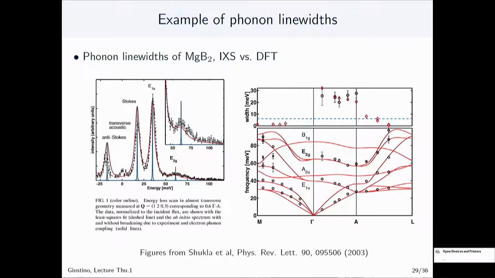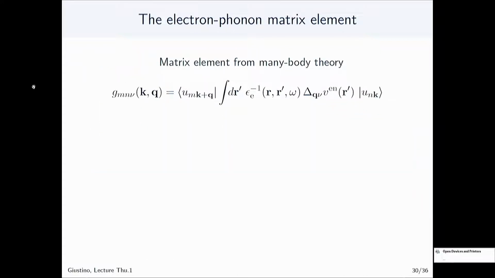Finally, just an example of calculations. So in this calculation, that's again the group of Mauri. What they did is to look at IXS spectrum. So these are the phonon peaks from the spectra, and the width is the broadening. So this is the calculated broadening, the red rhombi, and the black things are the experiments. So you can see that these calculations can get quite well the experimental broadening, so that's quite nice. And that's pretty much it.